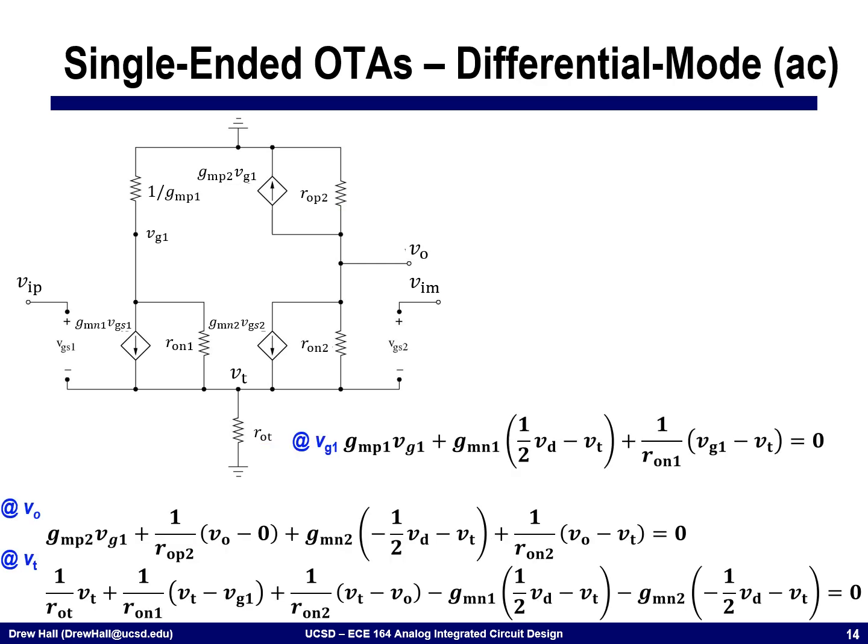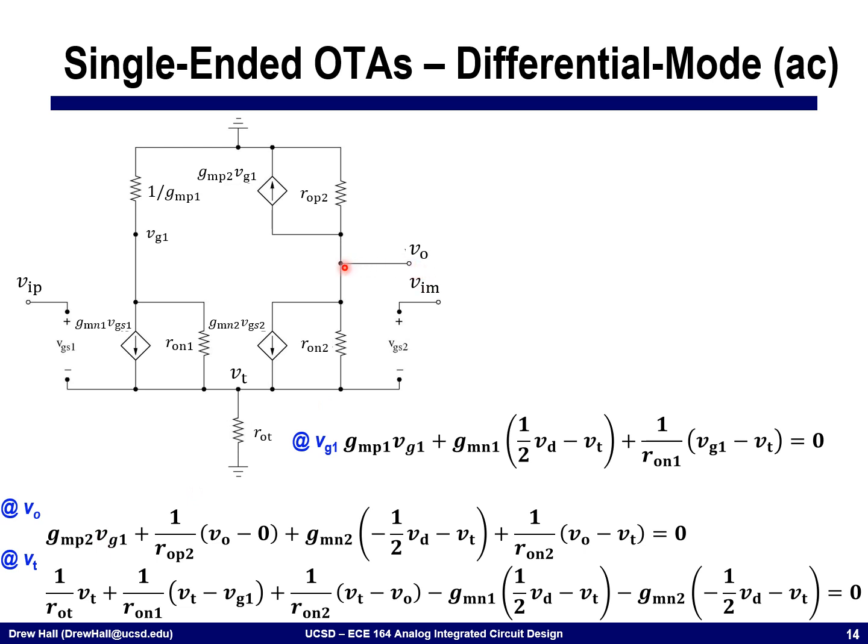All right, so with that said, let's dig in, and we're going to start analyzing this. I will start with the differential mode, and then we'll do the common mode next. Starting at VG1, that's the node right here. I have current that's flowing through this top resistor GMP1. I have current that's flowing through GMN1, and I have current that's flowing through RON1. Again, my notion on all KCL is that I'm going to say that the current is leaving the node. So I always have it equal to 0.